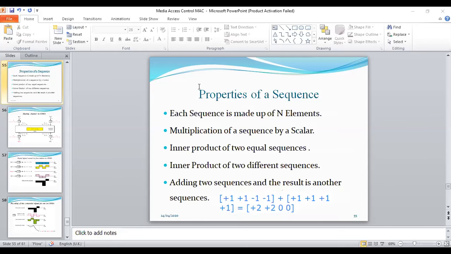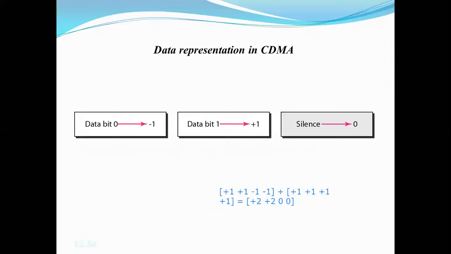Now let me come back to the other topic: data representation in CDMA. As I told you earlier, suppose the particular station is sending the data bit zero. That means the data element you represent in the sequence is minus one. Whenever the element is represented as minus one, that means the particular station is sending the data bit as zero.